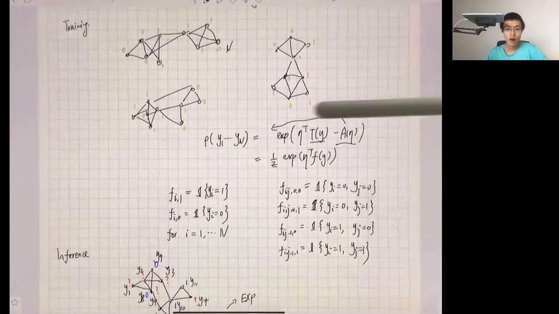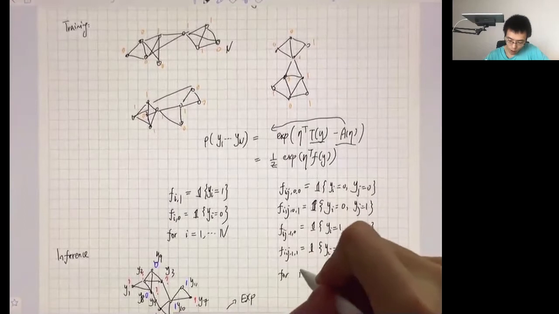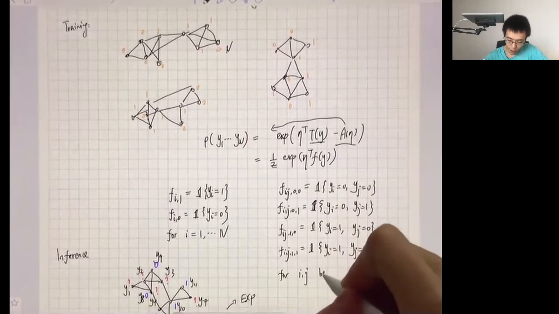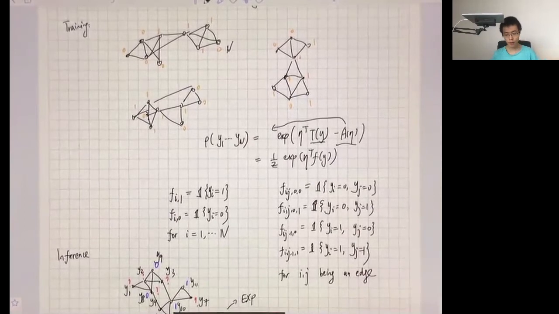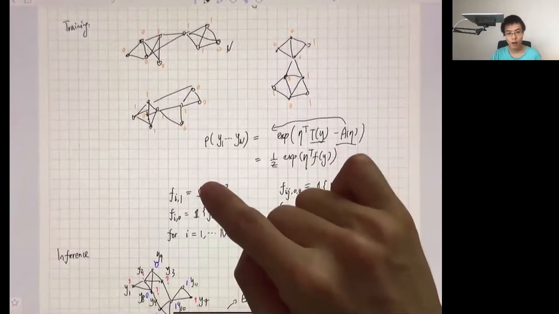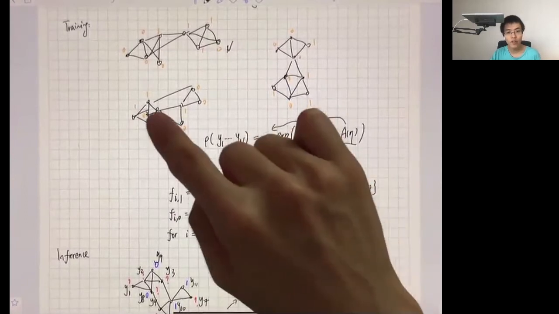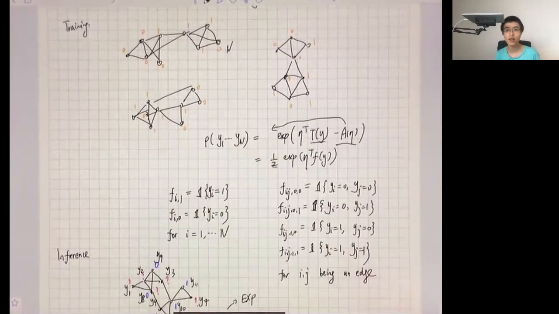So you see, here for ij being an edge of the graph, I'm learning whether a node would be more likely to be 1 or more likely to be 0.